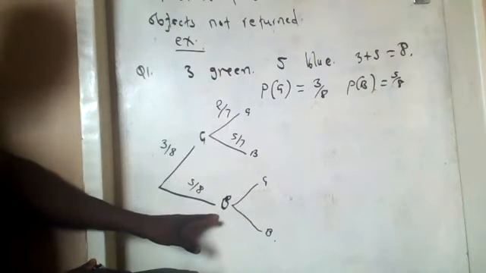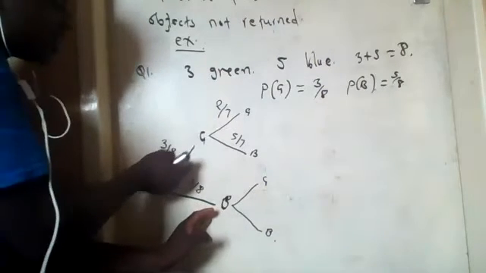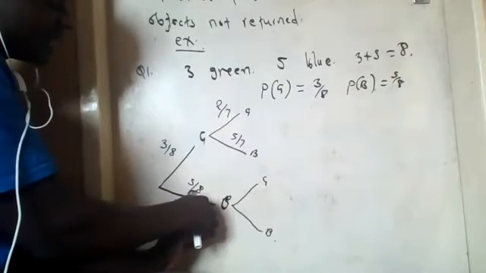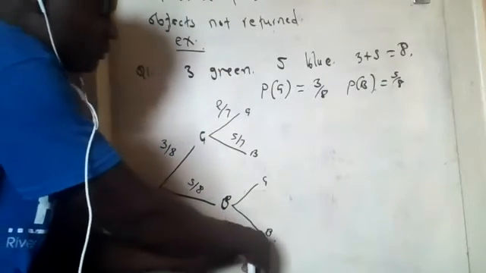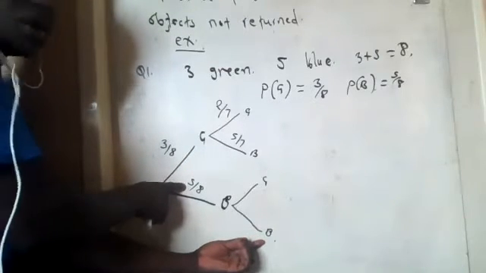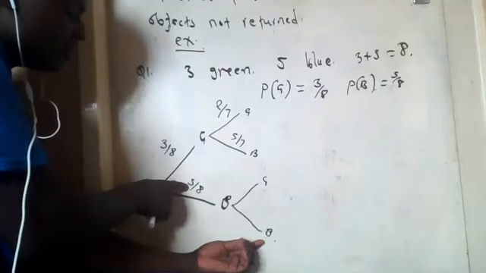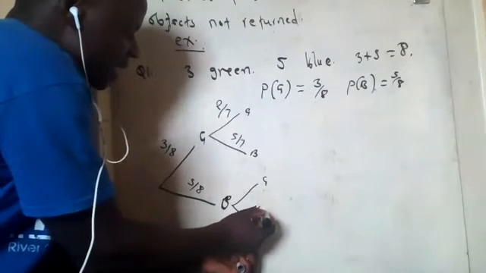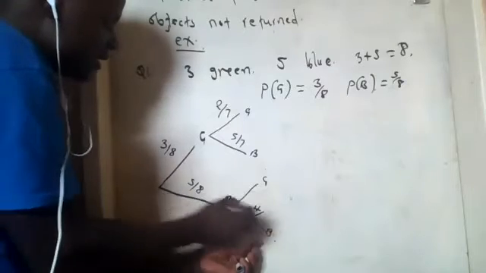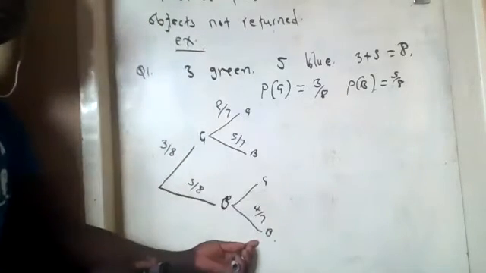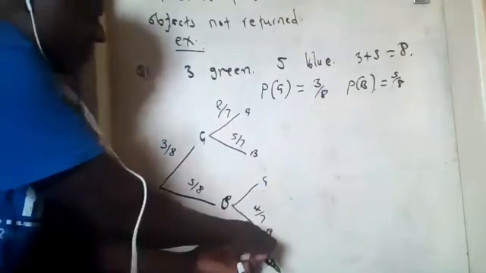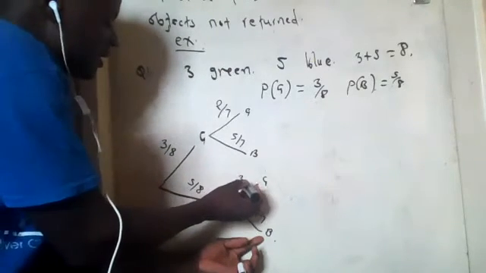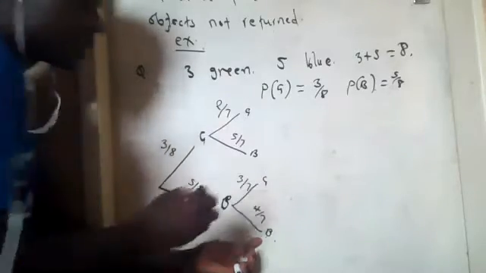Now let's come to the other side. In the first branch, we assumed that the one which was picked was green. In the second branch, we are going to take the assumption that the one which will be picked is a blue. So if the one which is picked is a blue, initially they were 5, so they will remain 4. And if the one picked is blue, they were 8, then they will remain 7. But if the one picked was blue, what about the green? The green will remain the way they were, which is 3, but the total has reduced to 7.